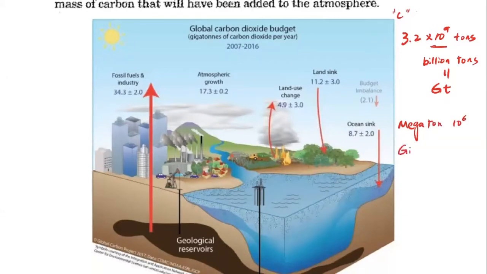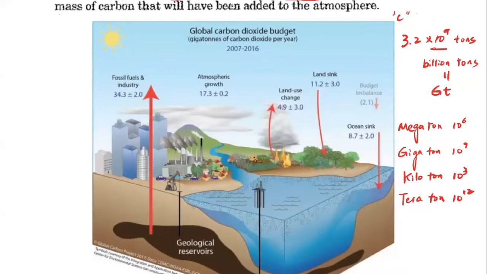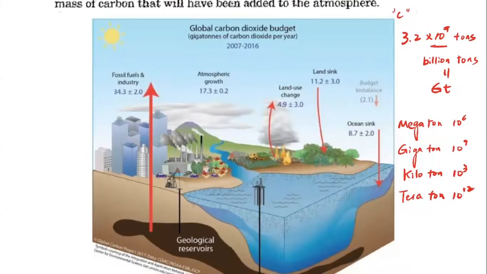Gigatons, that's 10 to the 9th, right? Kilo, that's 1,000. And then there's also teratons, that's 10 to the 12th. That's why when we're talking about the carbon dioxide budget, it's using gigatons or GT. You can also find people using billion tons, but they're basically the same thing.